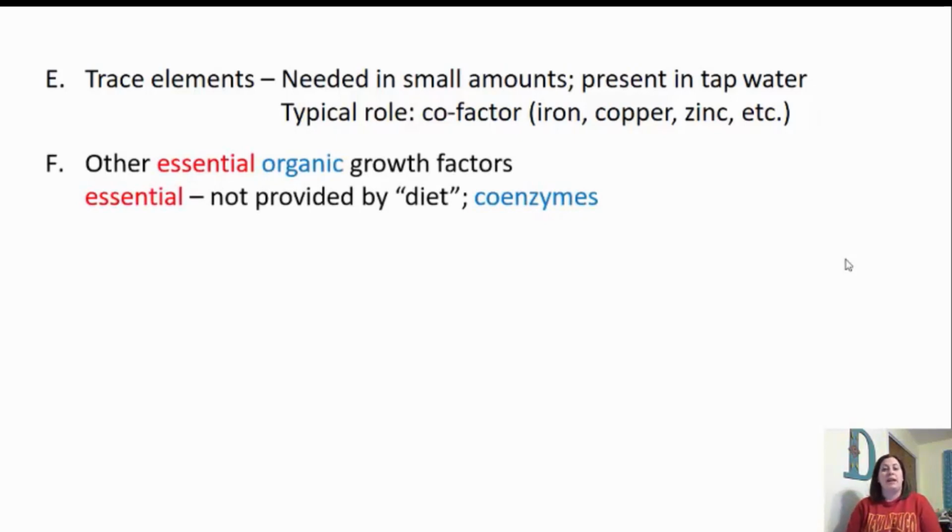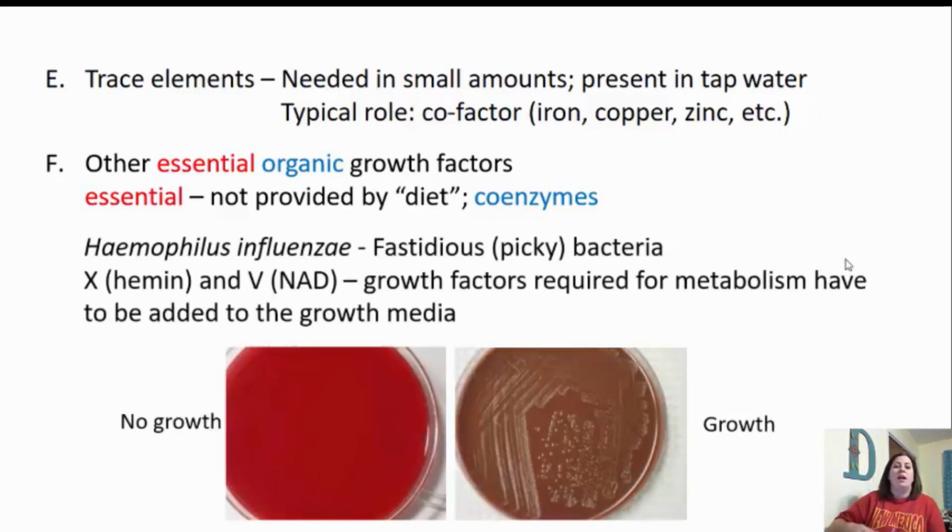Now, other essential organic growth factors are going to be important, not provided by their diet, but they are needed to help with coenzymes. So an example of this is Haemophilus influenzae. It's what we call a fastidious bacteria, which means it's picky. Okay, it's going to need some extra help. And with this, there's some factors that are present that are essential for its growth. One is what we see here with the Roman numeral 10 or X. This is what we call hemin, and then also the V or 5 Roman numeral is NAD. These are growth factors required for metabolism to have to be added to the growth media.